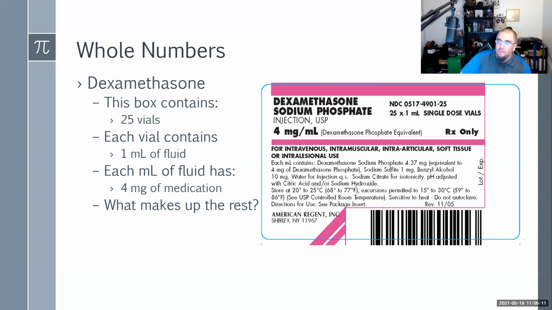This is dexamethasone. Dexamethasone here is a steroid, right? And it's not the steroid that you think that causes roid rage. This is a steroid that reduces inflammation. So maybe you've got some tennis elbow or golfer's elbow. Dexamethasone can actually help with that. We will use this in physical therapy. In this case, this box here, we have 25 vials that are each about 1 milliliter. And in each of those 1 milliliter vials, there's only 4 milligrams of actual dexamethasone.